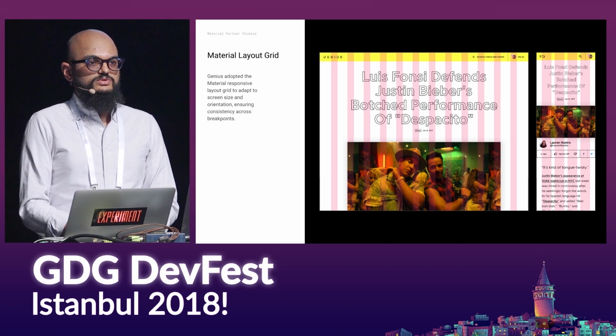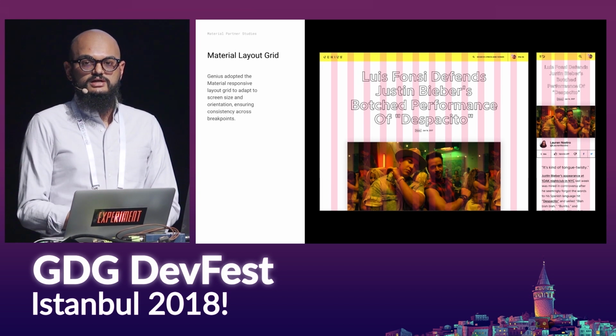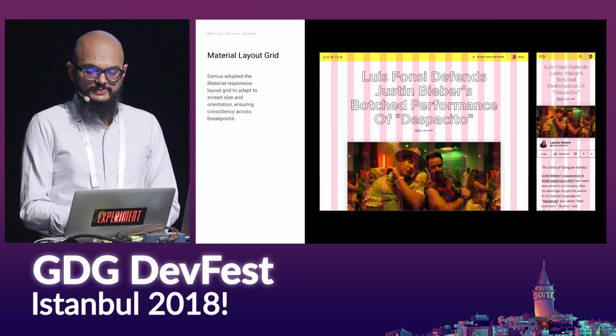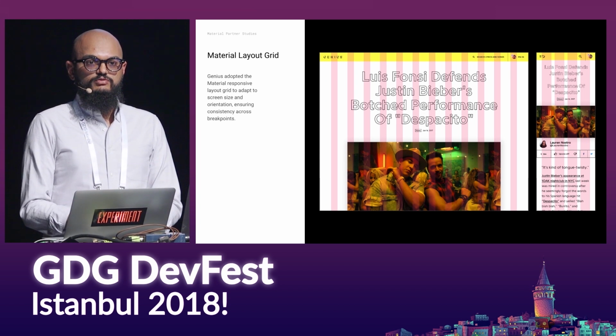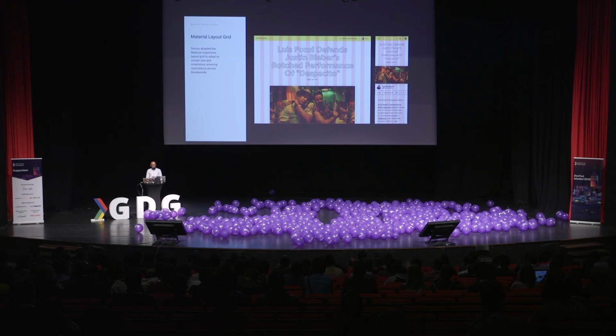Genius, which is a music lyric explanation site and news site, is using our responsive layout grid for help unifying their UI from desktop to mobile. This is one area we've invested a lot in to help users who are designing mobile first or desktop first really understand how they could bring their application across platforms.